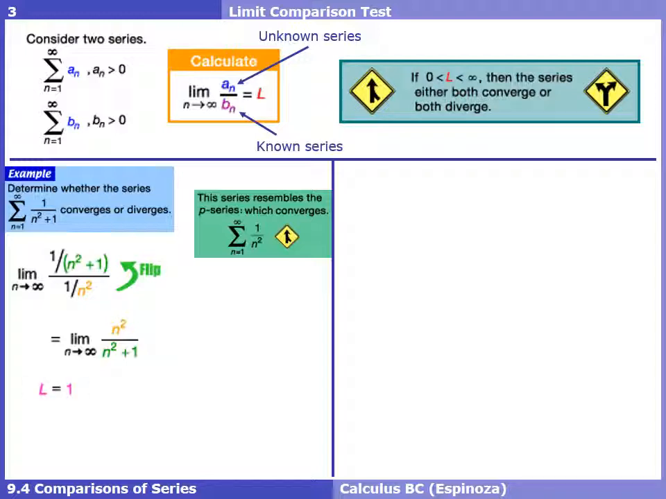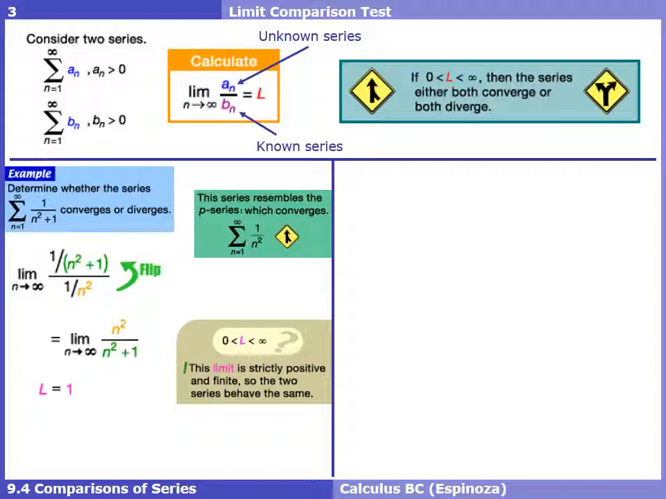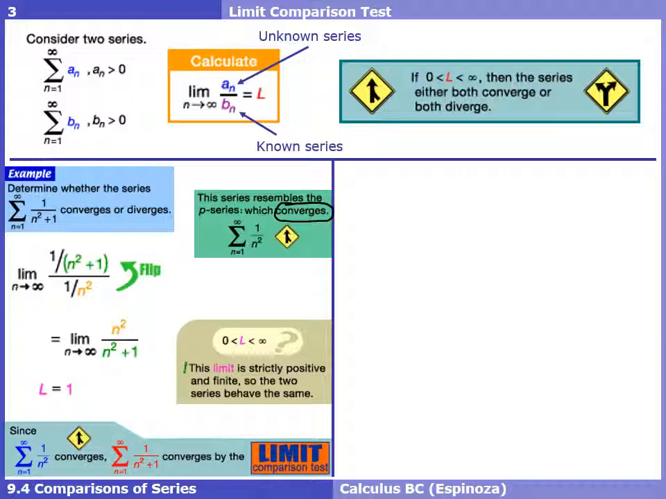The limit of that is just equal to 1. We got a number, and that's all we really care about. What this tells us is, since this limit is positive and finite, it's a positive answer and it's not infinity, then we know both series behave the same way. And again, since we know that our known series converges, then that must mean our unknown series also converges.